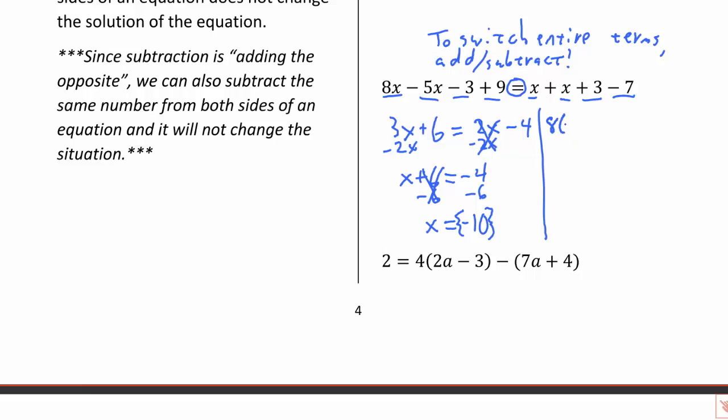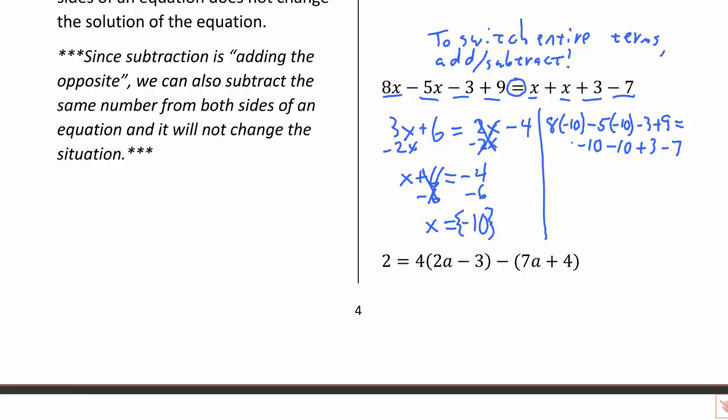So that's going to give me 8 times negative 10 minus 5 times negative 10 minus 3 plus 9 is equal to, and then negative 10 minus 10 plus 3 minus 7. So I'm going to write that just down here. Negative 10 minus 10 plus 3 minus 7. Notice I didn't have enough room to write it over here, so I'm just going to rewrite this after multiplying.